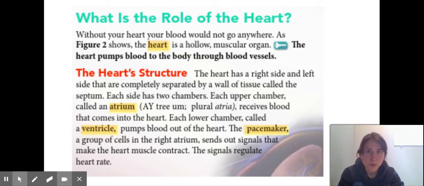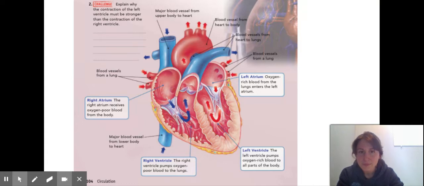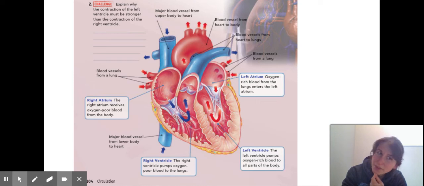Let's get that visual. Here we go. So here's a diagram of the heart. Now, first thing you might notice is that the right parts of the heart are labeled actually on the left side of the page, and the left parts of the heart are labeled on the right side of the page, and that can be really confusing for our minds.